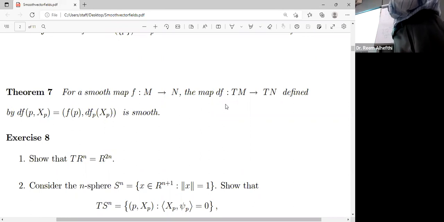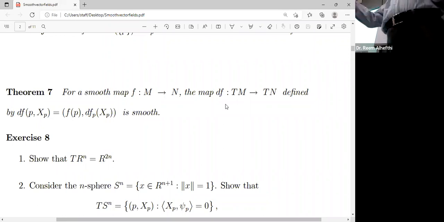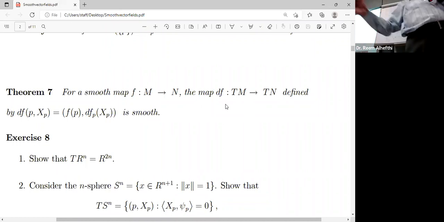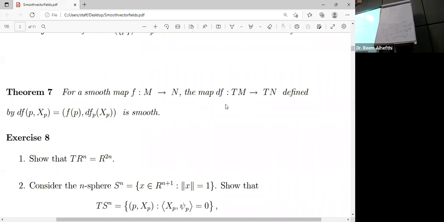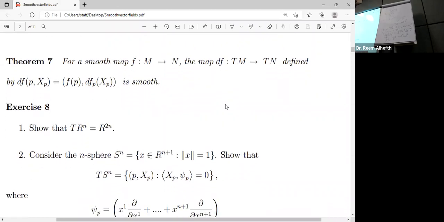This is the differential of f at p, which Professor Hela has introduced. At the tangent space level, each smooth function from one manifold to another manifold gives a linear map from T_pM to T_f(p)N. And its definition was that, which you said you had some concerns about, which we'll discuss after the lecture. Then that map is smooth. This is Theorem 7. There is an exercise.